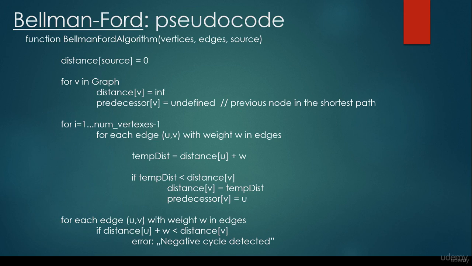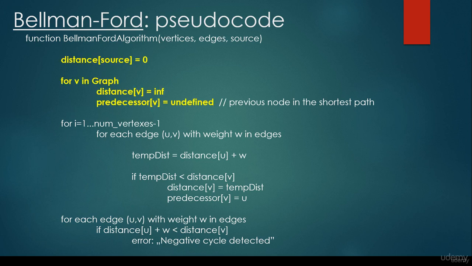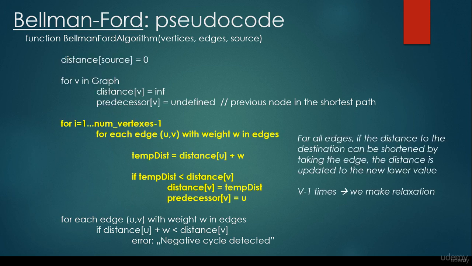So what about the Bellman-Ford pseudocode? We have the function Bellman-Ford algorithm. It's going to take the vertices, so all the vertices in the graph, all the edges in the graph, and basically we have to define the starting vertex. We are going to set the minimum distance of the starting vertex to be equal to 0, so basically it is the initialization phase, and we set all the other vertices' min distance to be equal to infinity and the predecessor to be equal to undefined. Then basically this is the core of the Bellman-Ford algorithm.